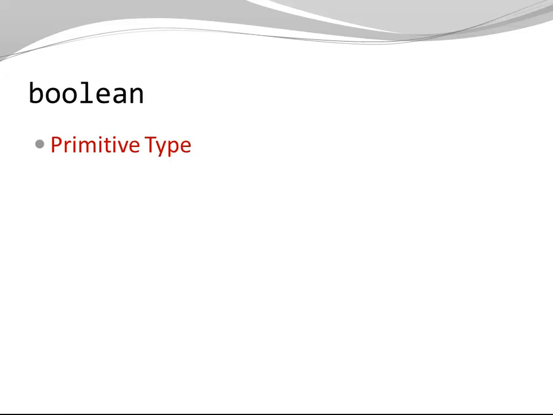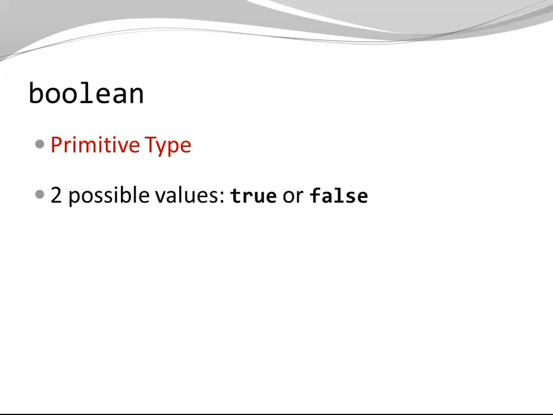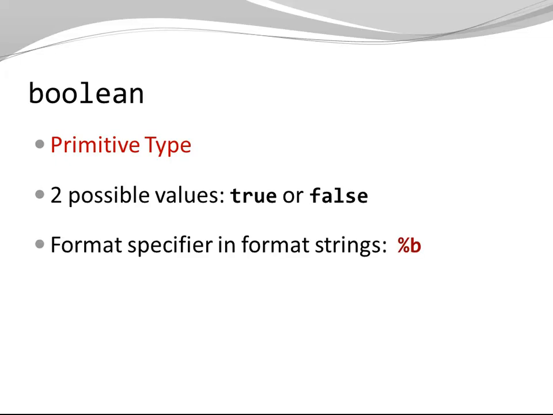Boolean is one of the 8 primitive types in Java. There are exactly 2 possible values, true or false. If you need a format specifier in a format string that represents a Boolean value, you can use %b. And the default value for Boolean is false.